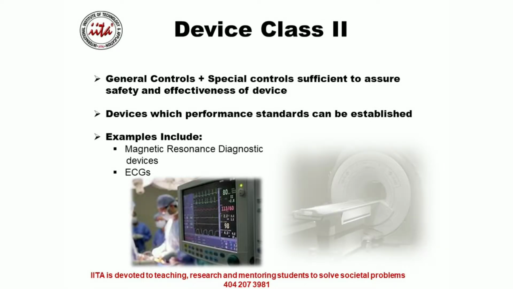Device Class 2. These are general controls and special controls. This is sufficient to assure the safety and effectiveness of the device. These are devices for which performance standards can be established. Examples include magnetic resonance diagnostic devices and ECGs.